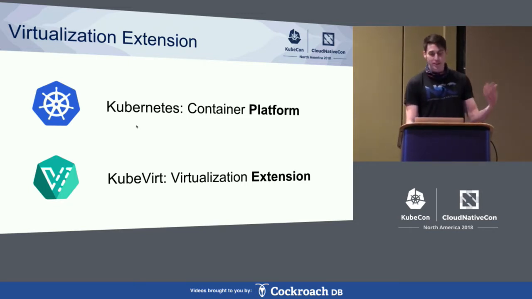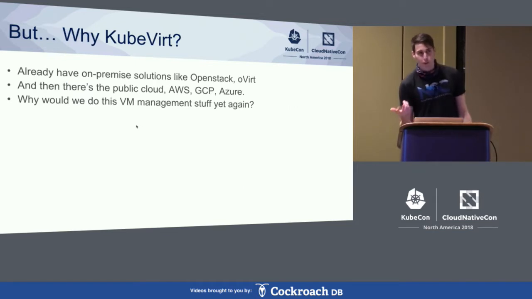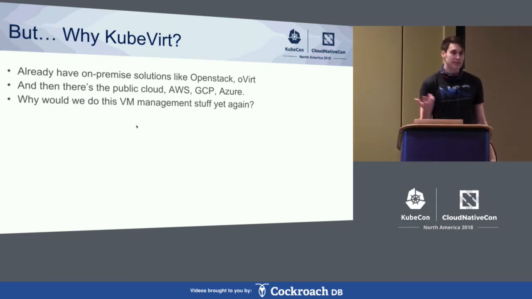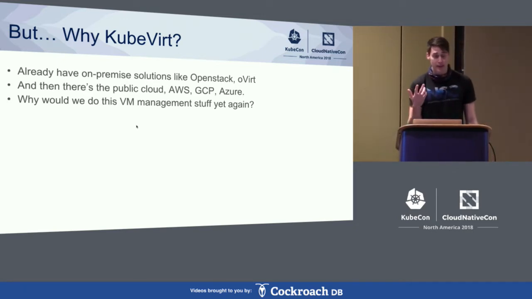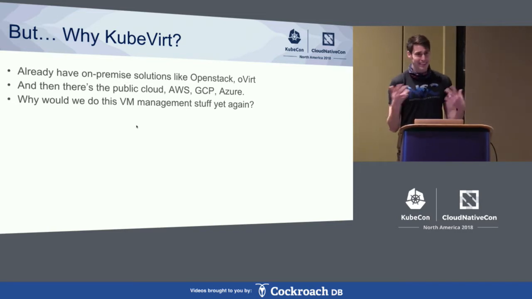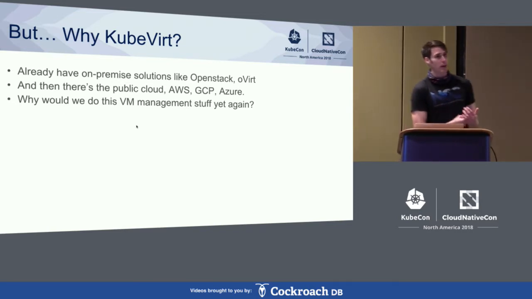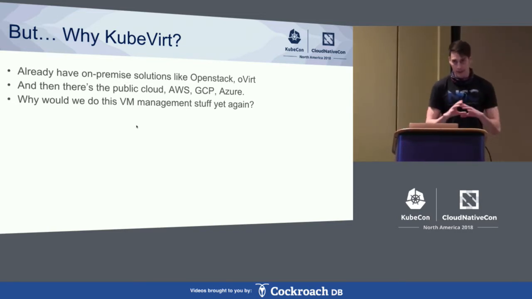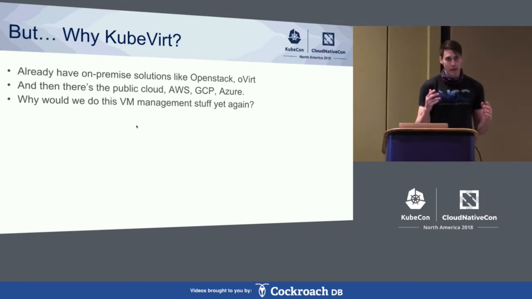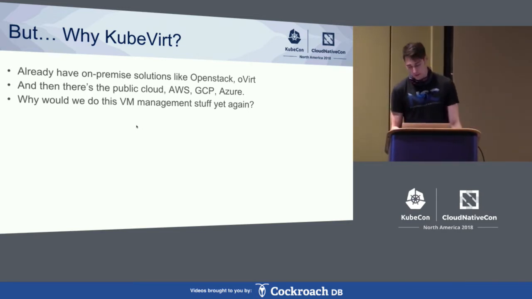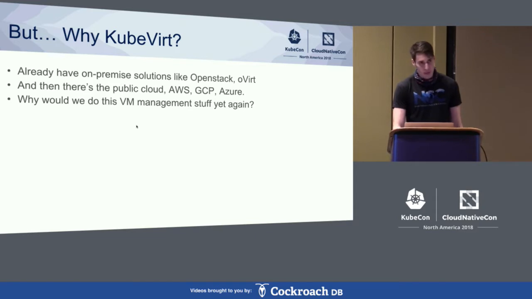So that kind of begs the question to me, why? Why would we do this? We already have on-premise solutions like OpenStack, and we have the public cloud. We know how to manage virtual machines there in AWS and GCE, and we even have things like VMware. So we solved this problem of VM management 100 times in 100 different ways. Why are we doing it yet again with KubeVirt? So a couple of reasons.